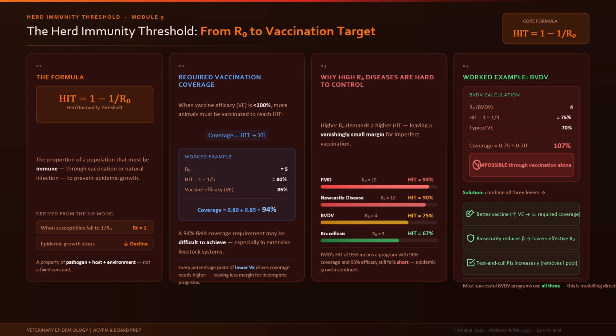Take BVDV. With R naught of 4, the threshold is 75%, but at 70% efficacy, you'd need 107% coverage, mathematically impossible through vaccination alone. And foot and mouth with R naught around 15 demands a threshold of about 93%, leaving almost no margin for an imperfect program. That's why high R naught diseases are so hard to control, and why successful programs combine vaccination with biosecurity to lower beta and test and cull to raise gamma. The model is literally driving control program design.